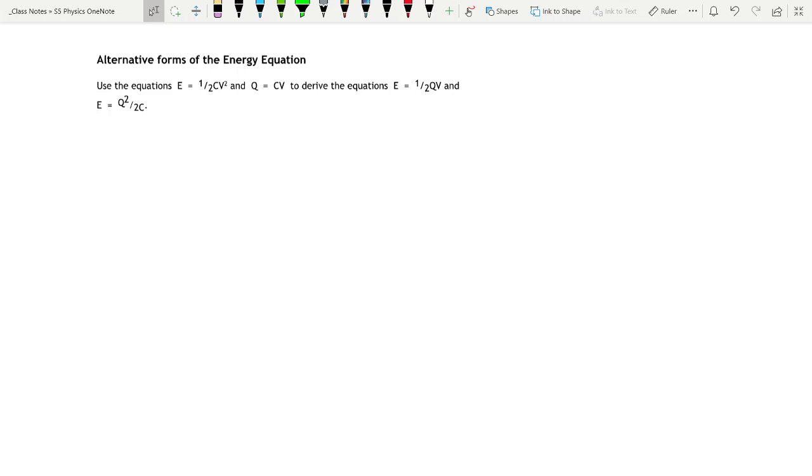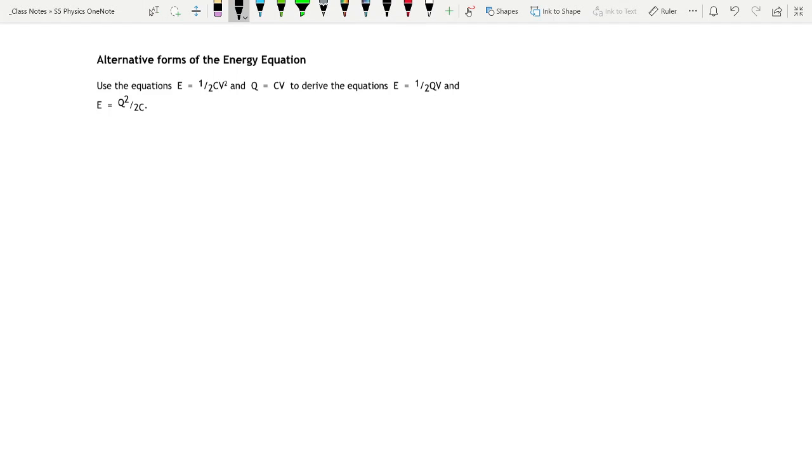Alternative forms of the energy equation. So we know now that we've got an equation E equals half CV squared. We know the equation Q equals CV. So we want to derive two more equations that are given to us there. You don't need to know the derivations, but you do need to know the equations because they will help you with working out the energy.